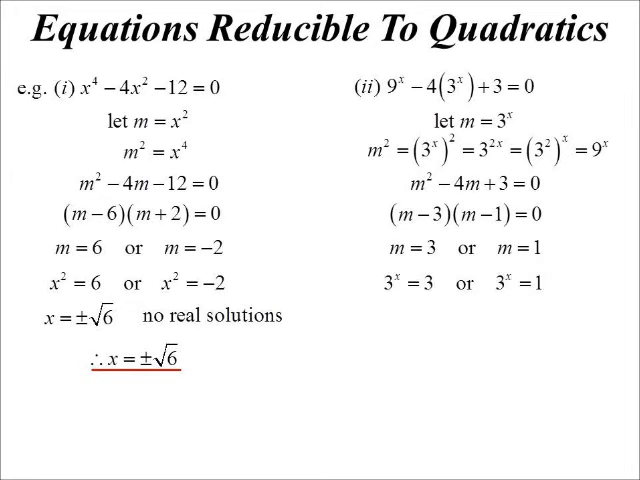But m was 3 to the power of x. 3 to the power of something is equal to 3. Gosh, I wonder what that number is. Oh, 1, of course. And 3 to the power of something is 1. Well, x is 0, the other possibility. There we go. So that's the basic idea. We're turning an equation which originally isn't a quadratic equation into a quadratic equation so we can go and solve it.